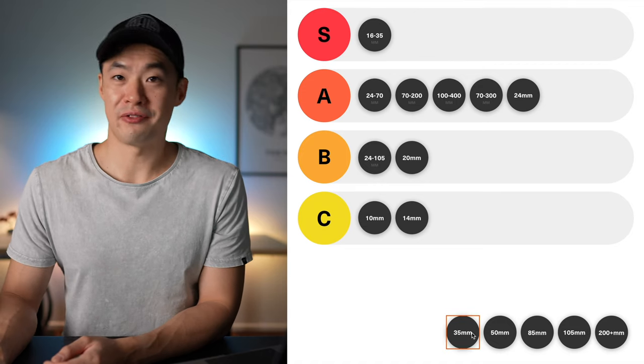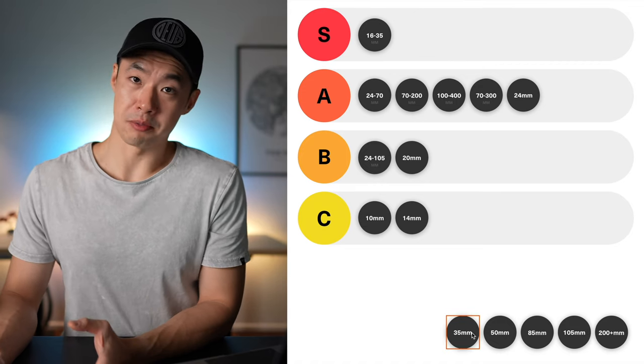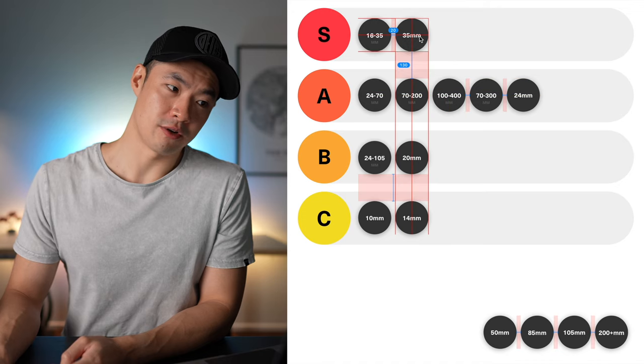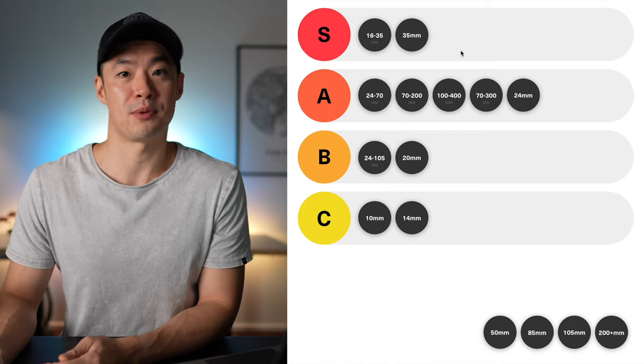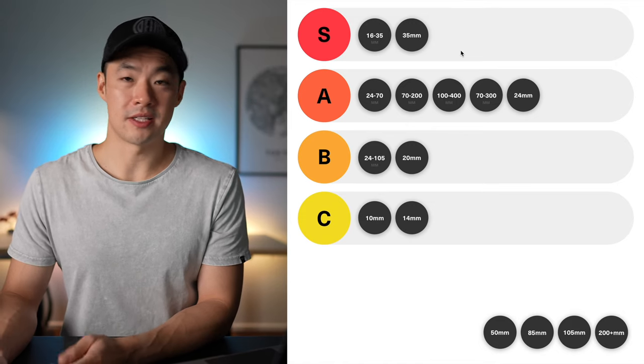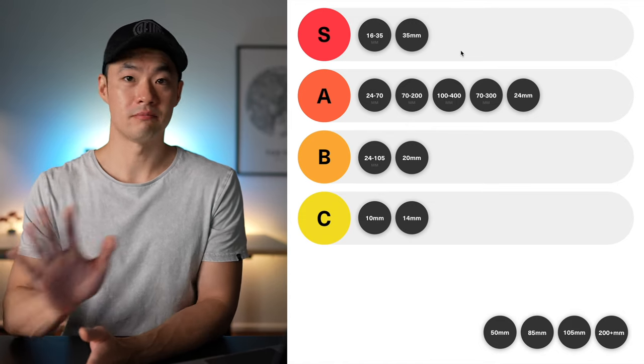Okay, so 35 first and foremost. I love 35, it's my favorite focal length. It gets an S tier straight away. I can't recommend it highly enough, and I recommend it every single time that someone asks me what lens I should buy. It's that good. 35 does everything you want it to do.